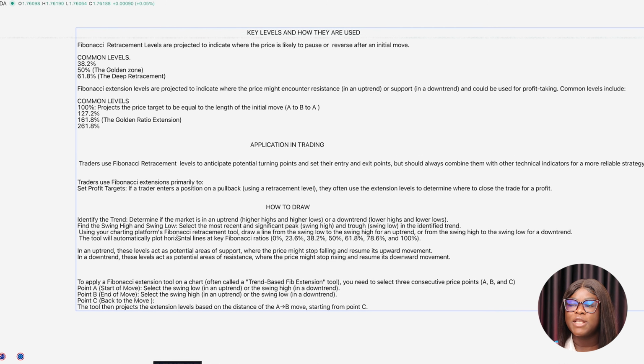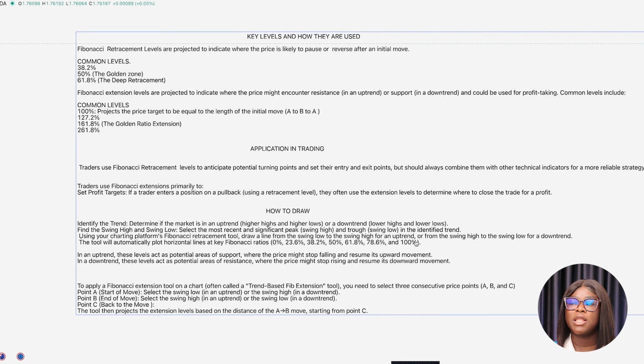Using your charting platform's Fibonacci retracement tool, draw a line from the swing low to the swing high for an uptrend, or from the swing high to the swing low for a downtrend, which we did in the illustration. The tool will automatically plot horizontal lines at key Fibonacci ratios, which are 0%, 23.6%, 38.2%, 50%, 61.8%, 78.6%, and 100%. I've explained it here already.